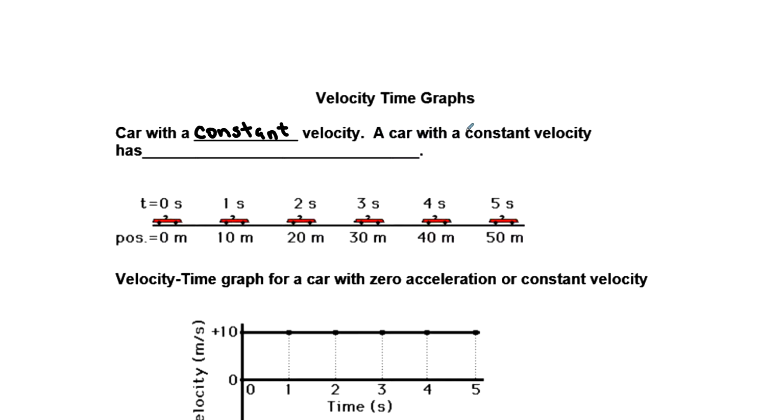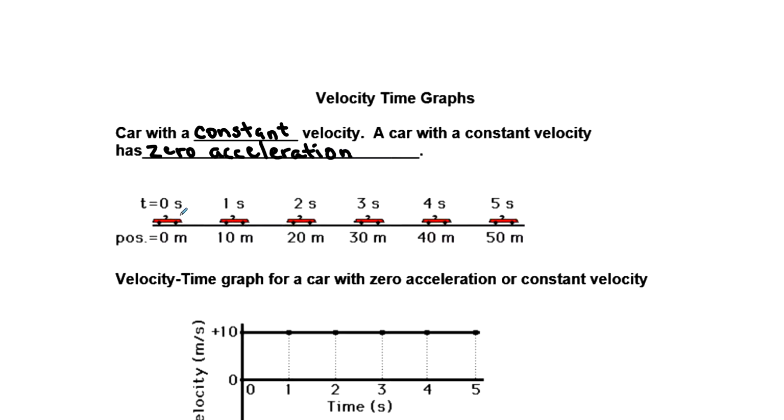So a car that has a constant velocity has zero acceleration, right? Because it's neither speeding up nor slowing down. So it therefore is not changing its velocity. It's constant, so there's no acceleration.